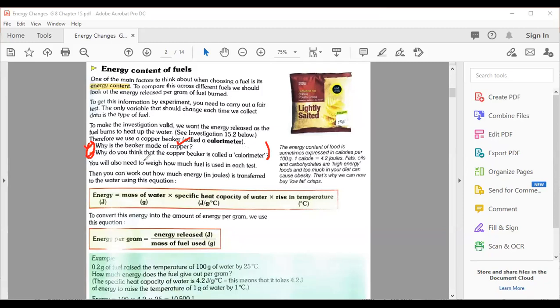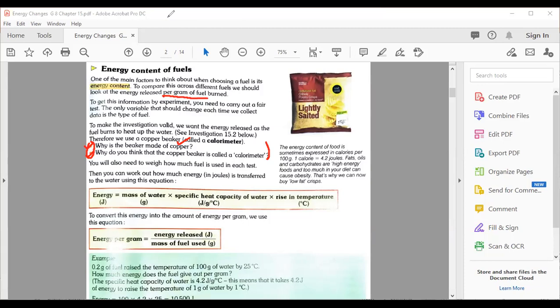Now, you will also need to weigh how much fuel is used in each test. We measure the fuel per gram every time, because if you don't measure the amount of fuel, your result will change every time. Why? Because sometimes you burn more fuel and it will make your water hotter compared to a small amount of fuel.